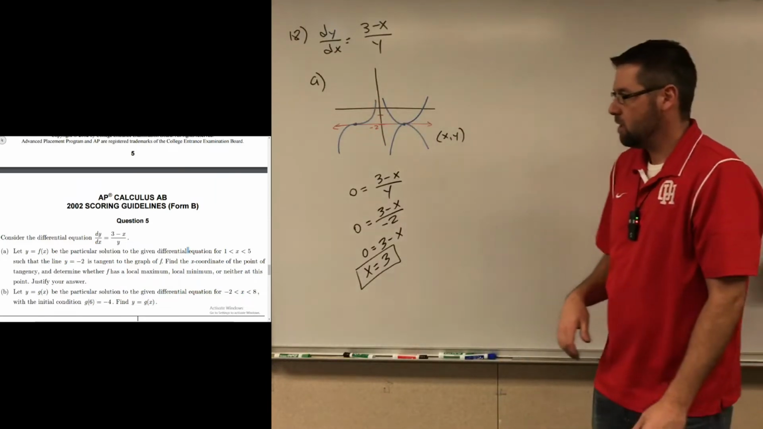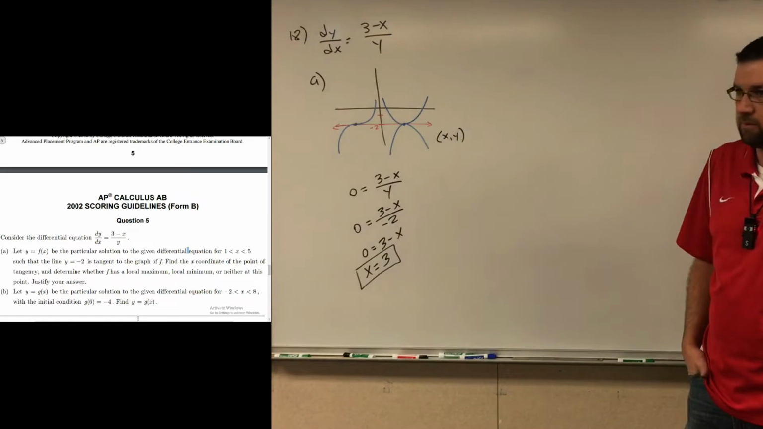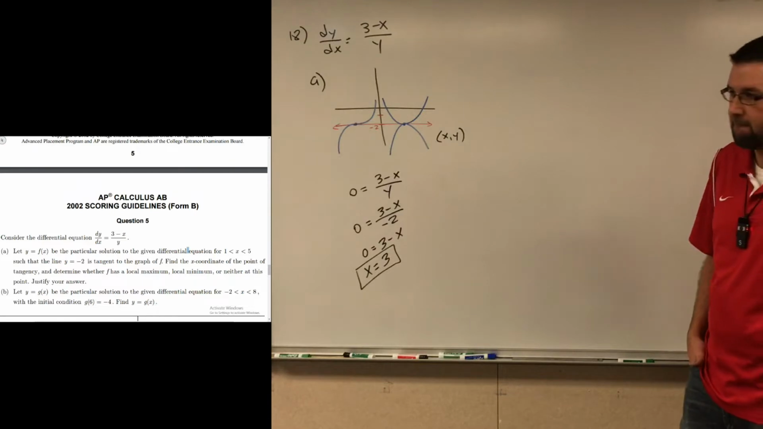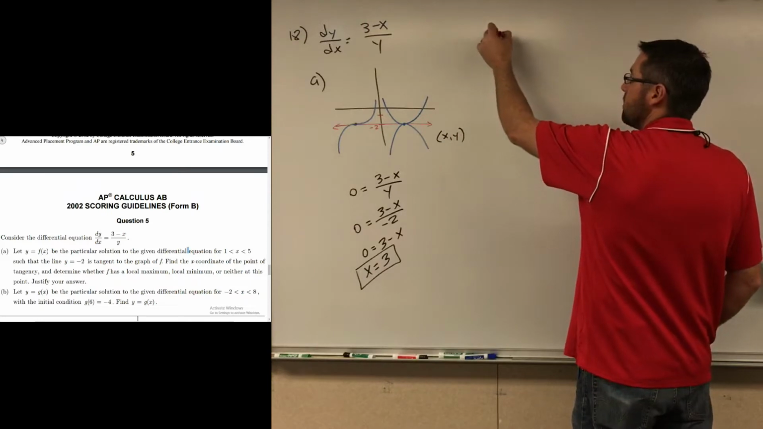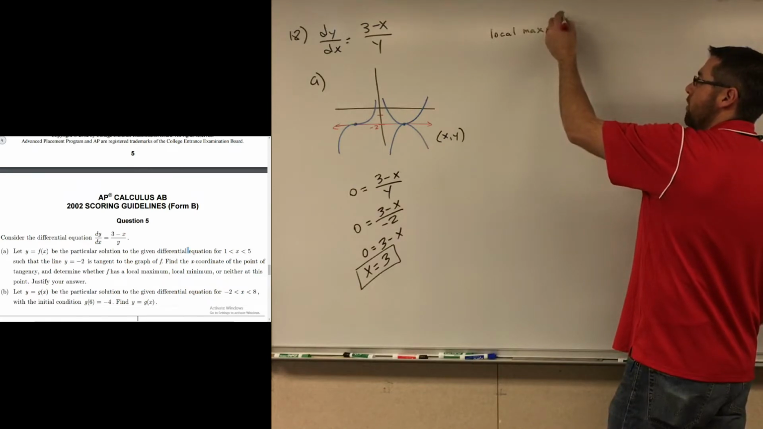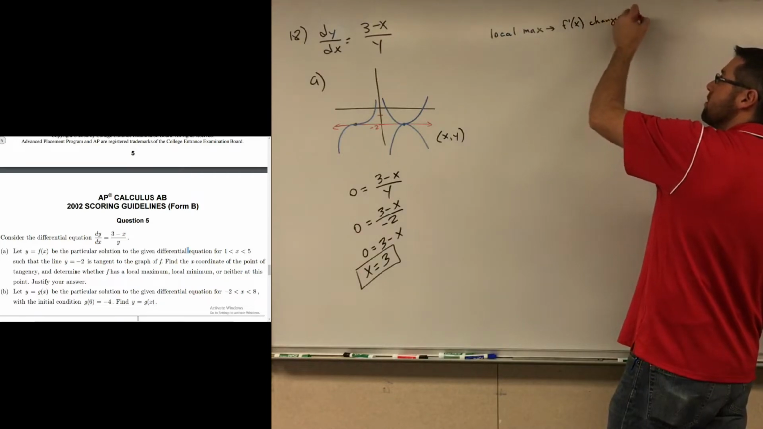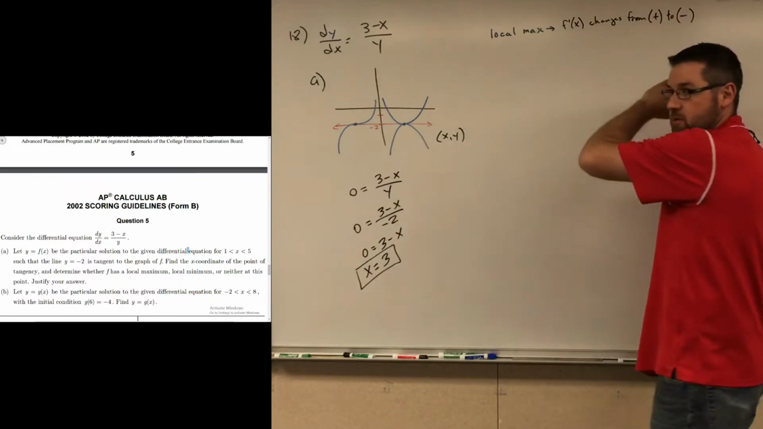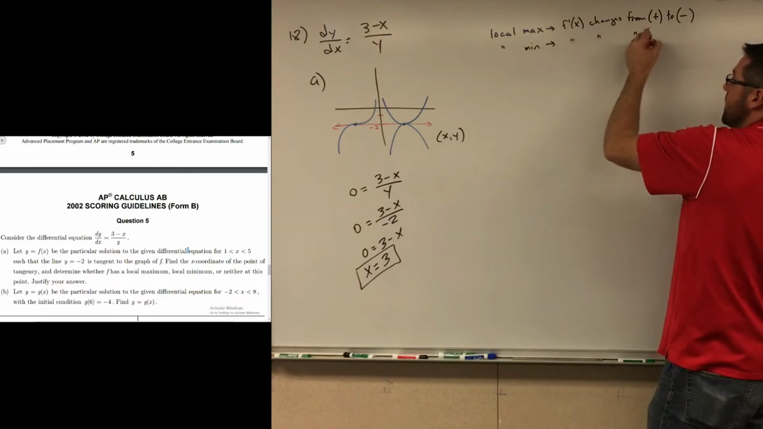The second part says, determine whether it's a local max, a local min, or neither. How do you know if a point is a local max or min? What about the derivative, though? Local max means the derivative, f prime, changes from positive to negative, right? Do we have to write that? No, you don't have to write this down. I'm just showing you the connection here, okay? Local min is the opposite, right? Local min is when f prime of x changes from negative to positive.